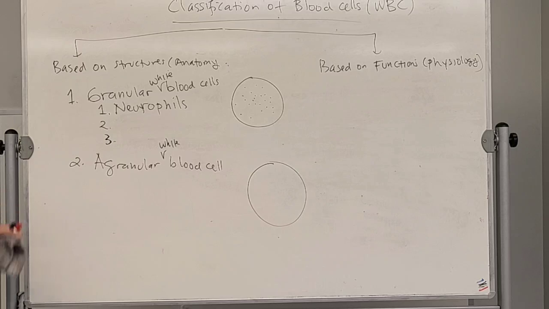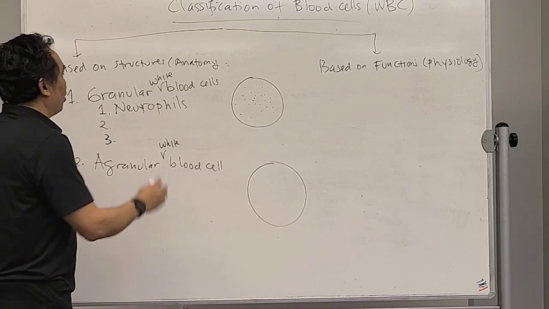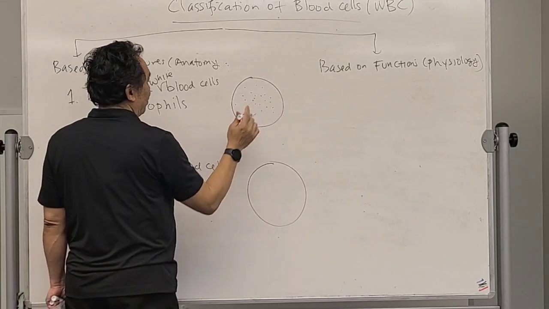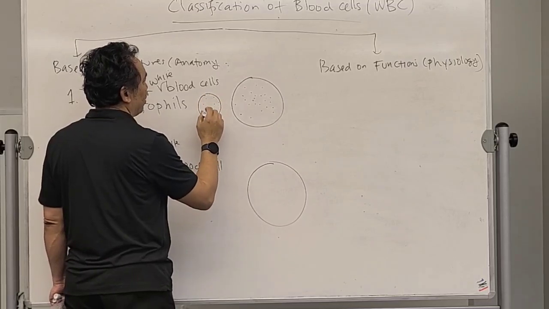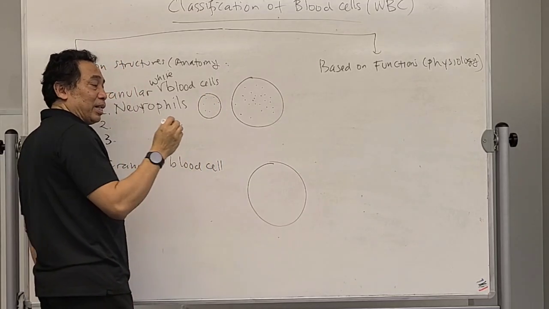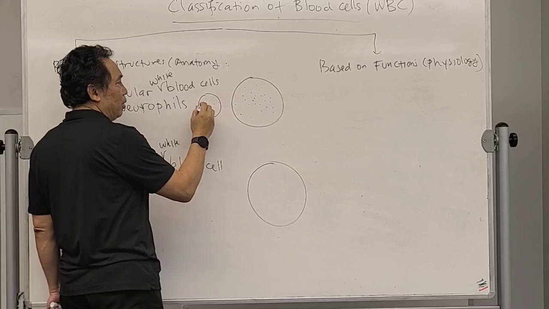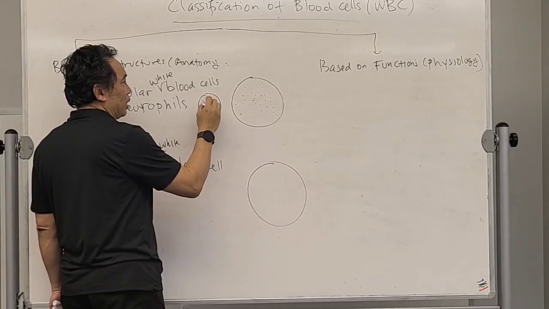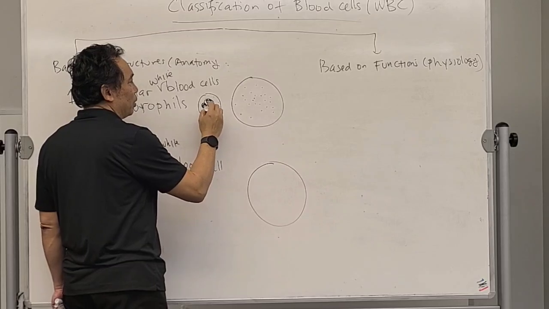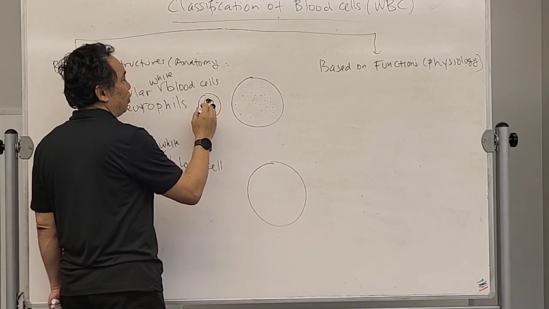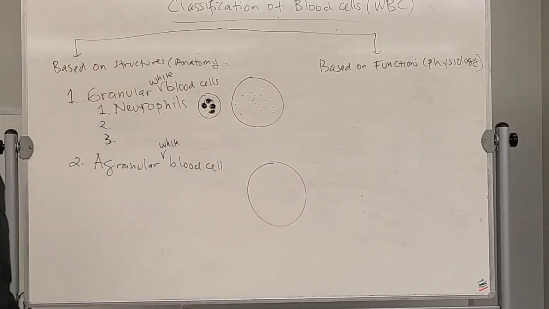Get it? Right. Now the neutrophil, let's say the granules, I'm gonna put here, are not that many. Right? And remember last time we mentioned neutrophil has one nucleus with many lobes. So if you see under the microscope, it's gonna look like this. That's the neutrophil. That's the structure, right?